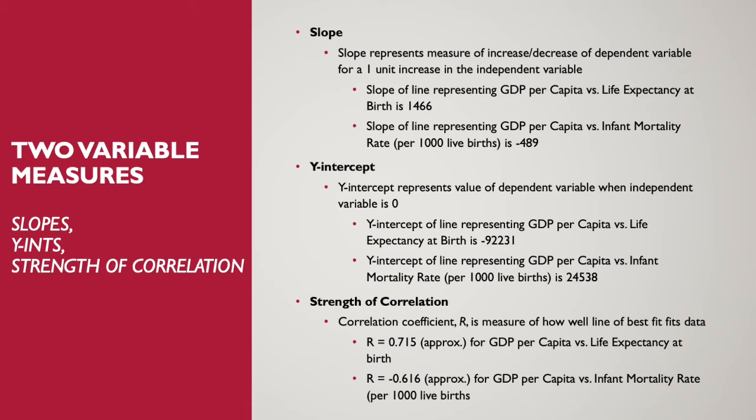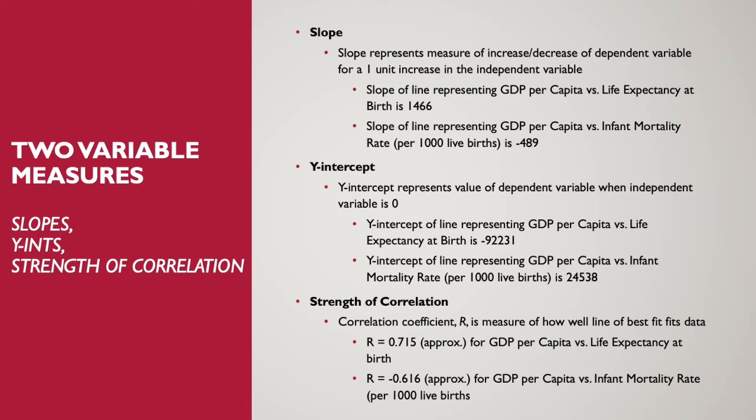The y-intercept of the line of best fit of the linear model representing GDP per capita versus infant mortality rate is 24,538, meaning that when infant mortality rate per 1,000 live births of a country is 0 deaths, the GDP per capita for that country is 24,538 US.